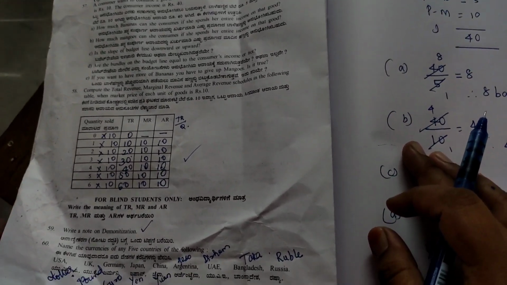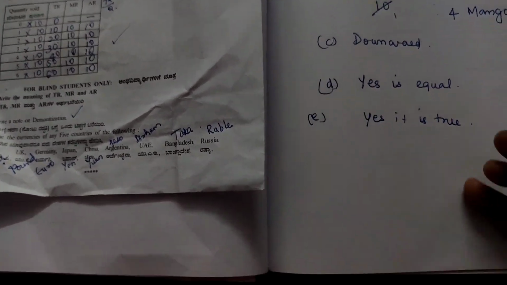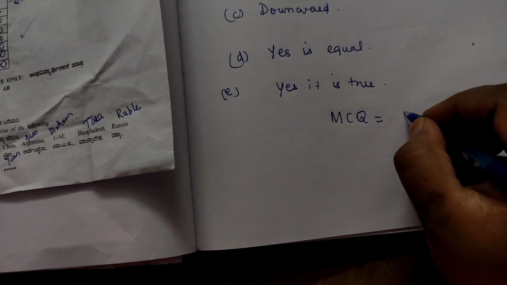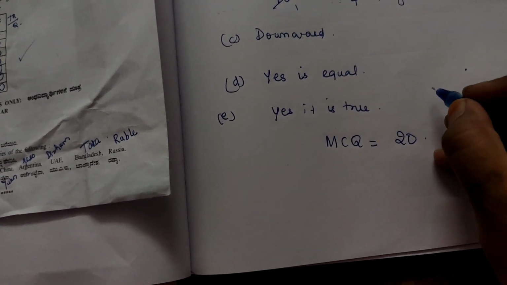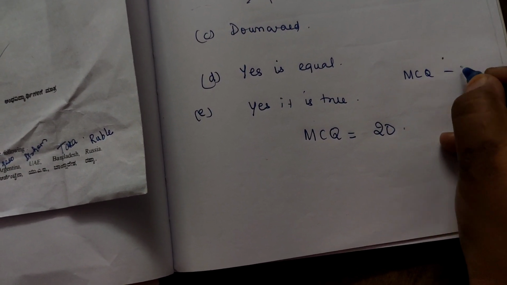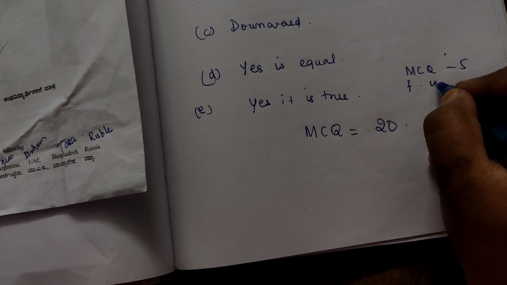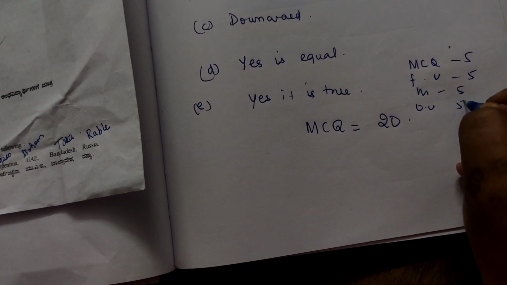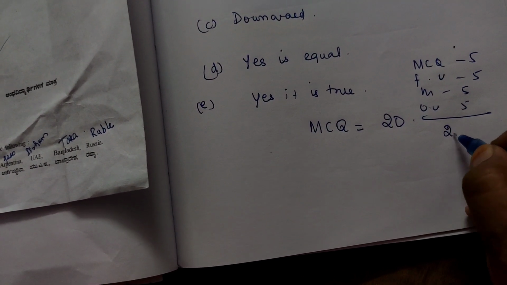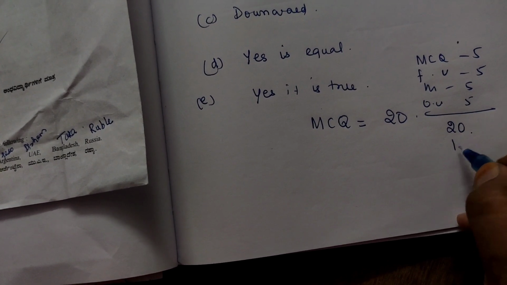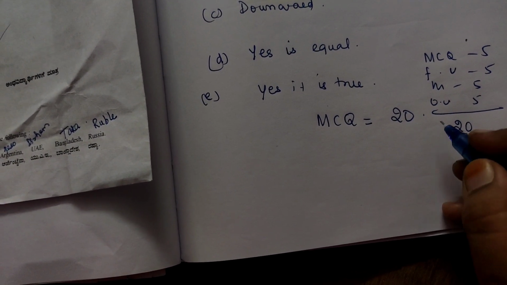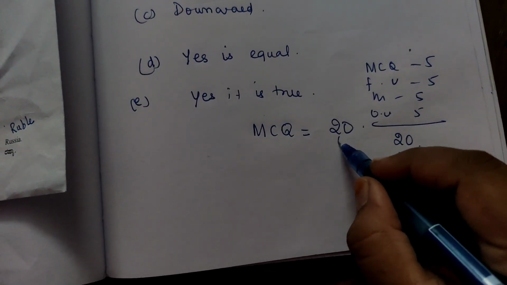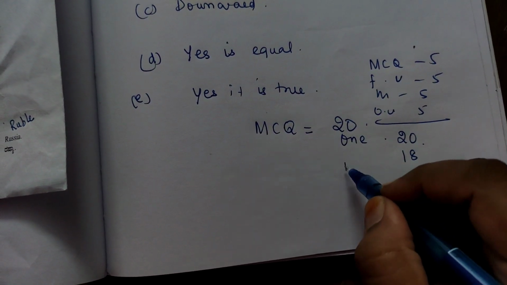So don't lose hope. Be smart. First attempt all the MCQs, overall marks 20. How? MCQ 5, fill up 5, match up 5, one word 5. Overall, from 1 mark questions itself you can get 20. After that, from 2 mark questions you can get 18, because this time you are going to get more options. So 1 mark 20, 2 mark 18.